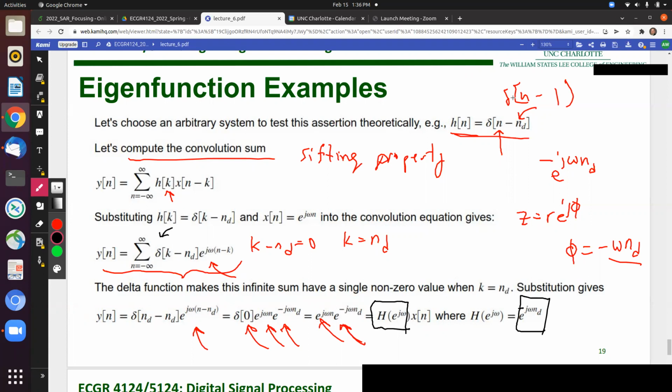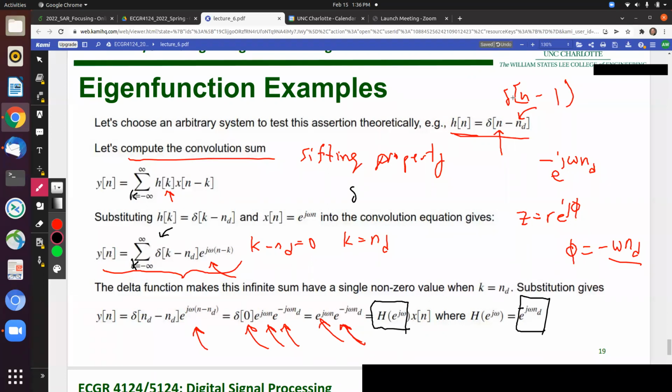And so to evaluate that convolution, I see that the index here is not written right. So this is a sum over k, h of k, x of n minus k. We want to evaluate this convolution.